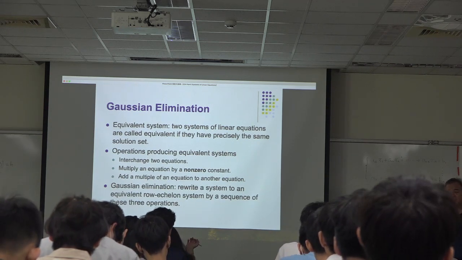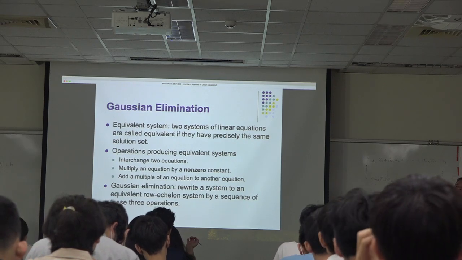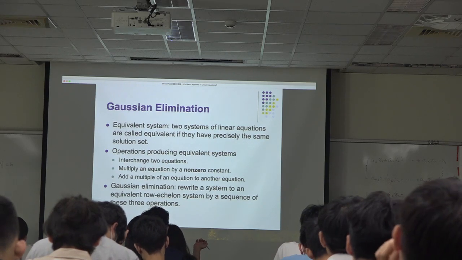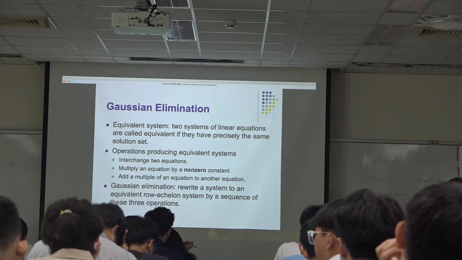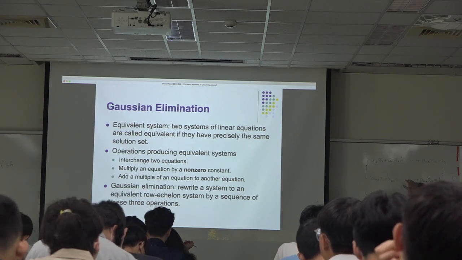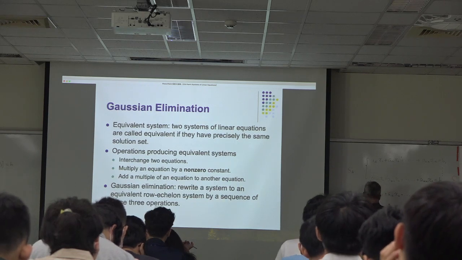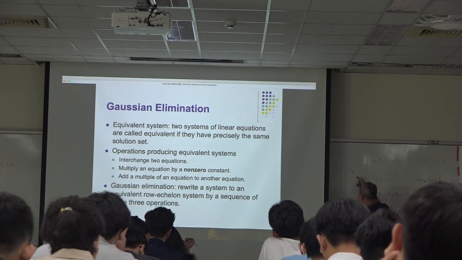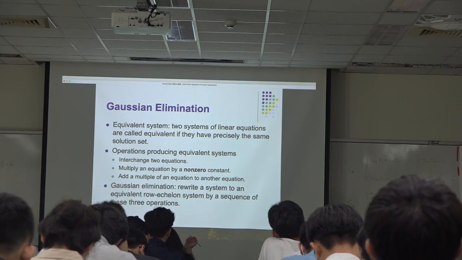When I say equivalent, I mean the sets of their solutions are identical. If the set of solutions for system A is called SA, and the solution set for system B is called SB, I need to show SA equals SB. These two sets are equal.